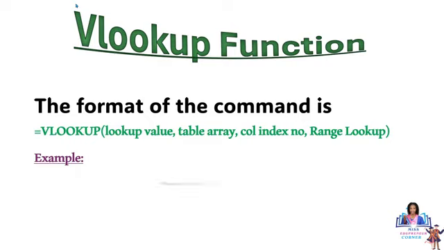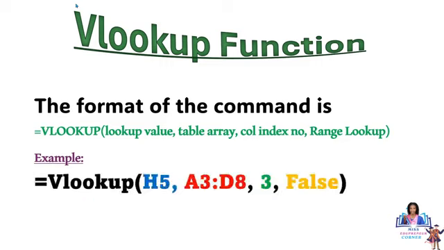And here's an example of how this function could be typed into the spreadsheet cell. So equal VLOOKUP open bracket H5, comma, A3 colon D8, comma, 3, comma, false. So the H5 right there stands for the lookup value. The A3 to D8 stands for the table array. The numeral 3 stands for the column index number, and false is the range lookup. So what do we mean by lookup value, table array, column index number, and range lookup?